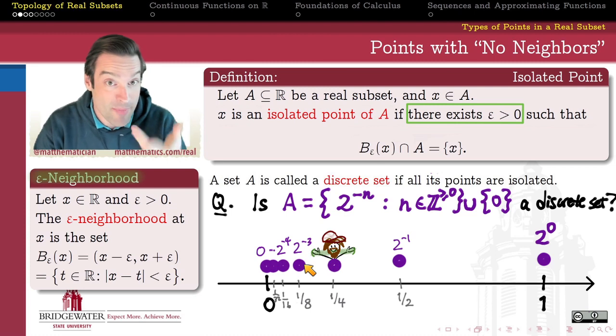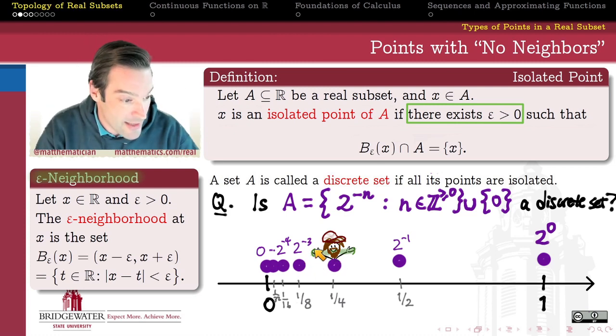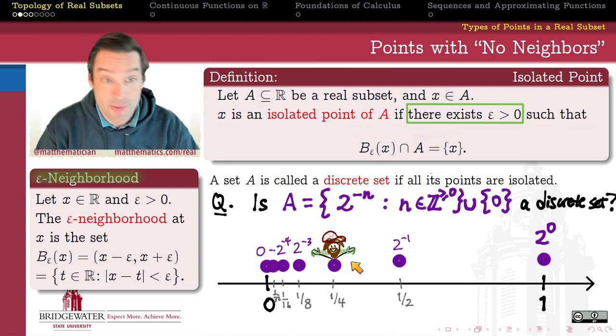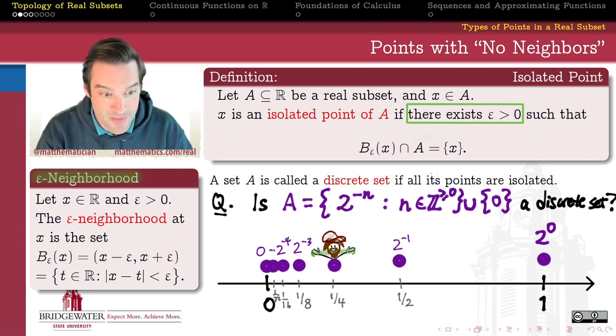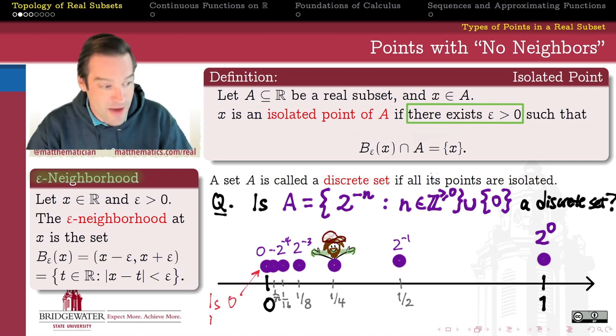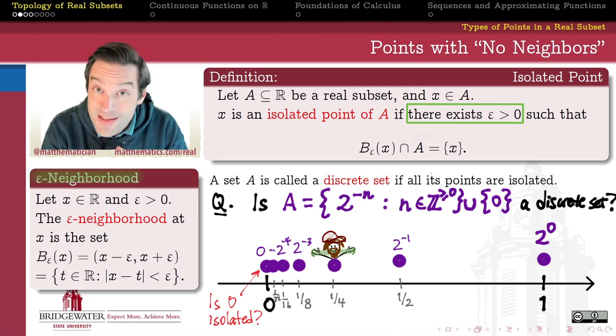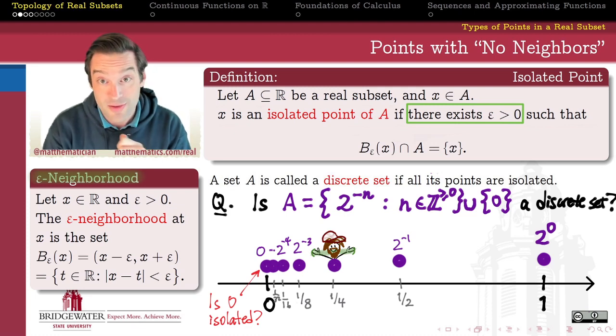Maybe I'll make it 2 to the minus n plus 2. Right? Then I know I'm reaching only halfway to my nearest neighbor, and therefore I know I'm not going to be touching any other elements of the set. So there seem to be a lot of isolated points in this set. But there's one that kind of sticks out from the others. What about 0? Is 0 an isolated point of this set?